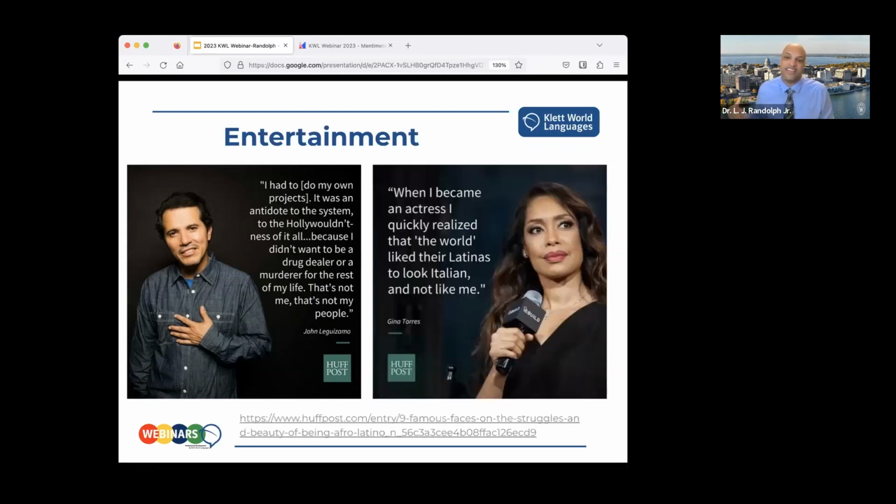Gina Torres, who is a Black Cuban actress, talks about how she really has never had a role where she played a Cuban woman. She always played an English-speaking Black woman. And she says when she became an actress, she realized really quickly that the world liked their Latinas to look Italian and not like her. And she is a fluent Spanish speaker as well.